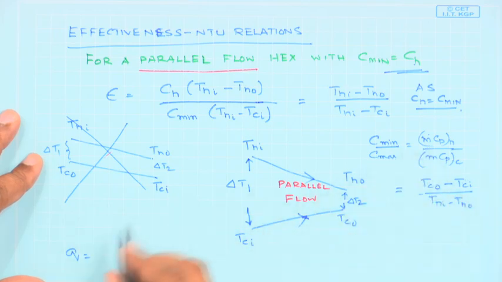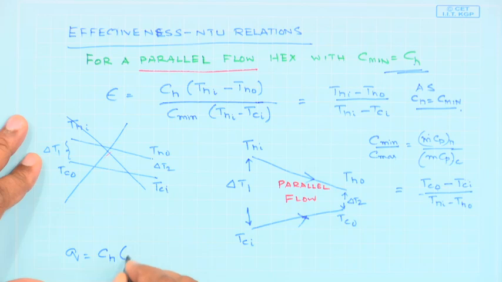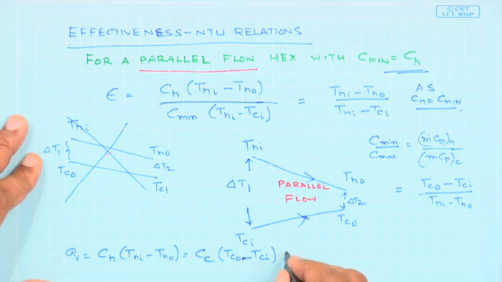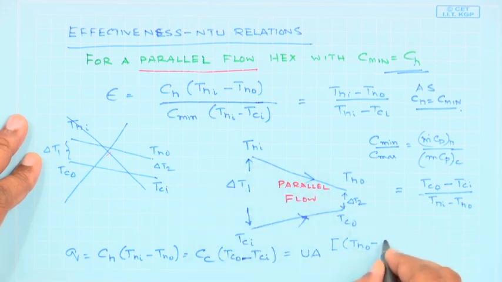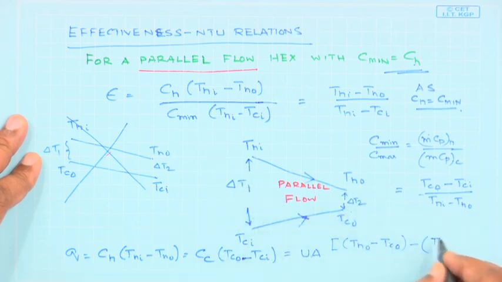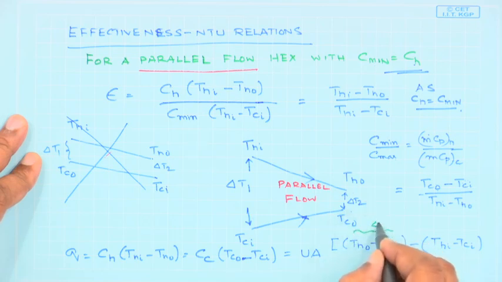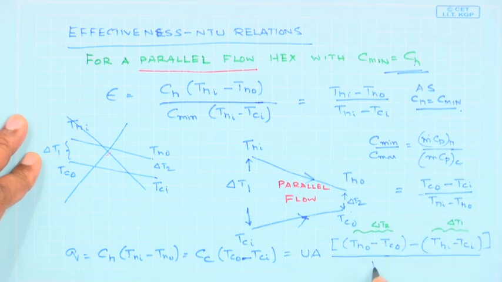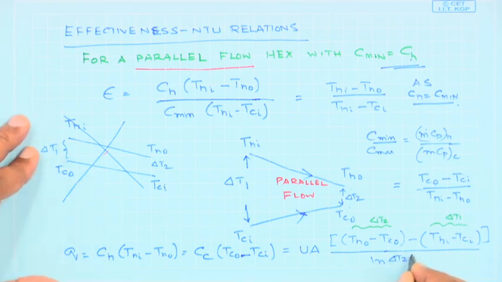So, if I think of Q from here, the heat that is transferred is CH times THI minus THO, which equals CC of the cold fluid times TCO minus TCI. And when I think of it in terms of the log mean temperature difference, it is UA times, for the case of parallel flow, the LMTD, which is THO minus TCO, that is delta T2, minus delta T1, and the denominator would be ln of delta T2 by delta T1.